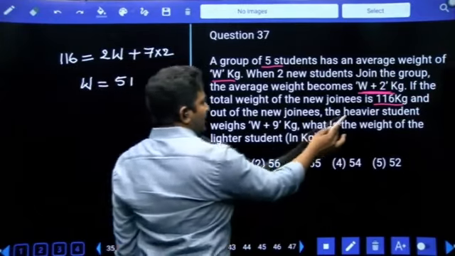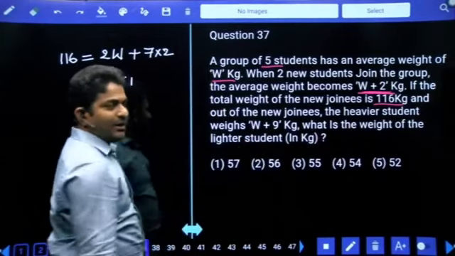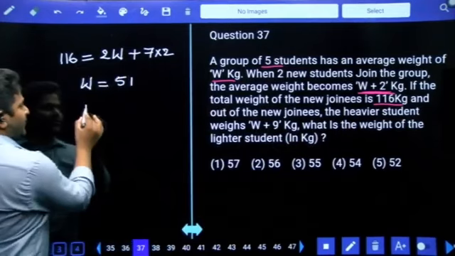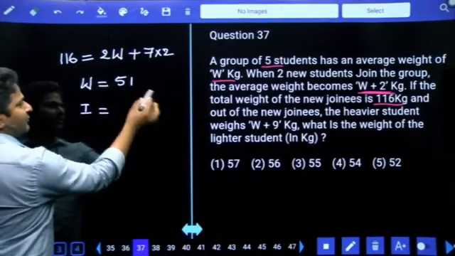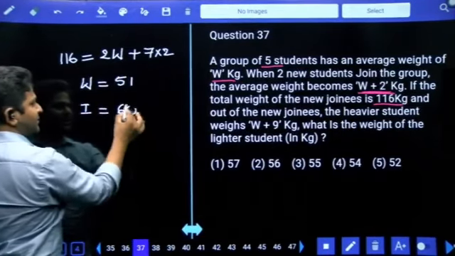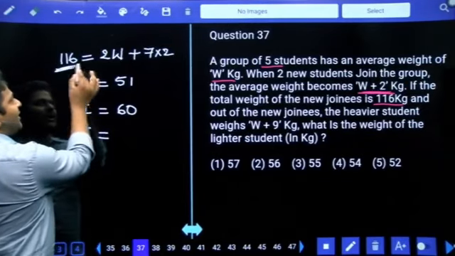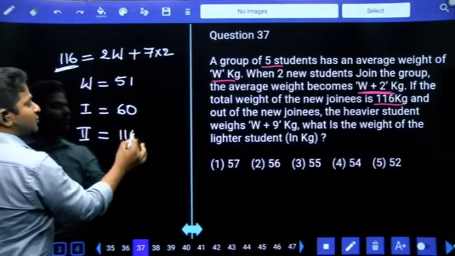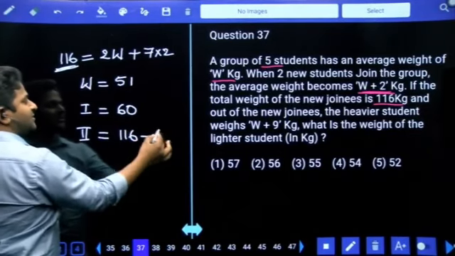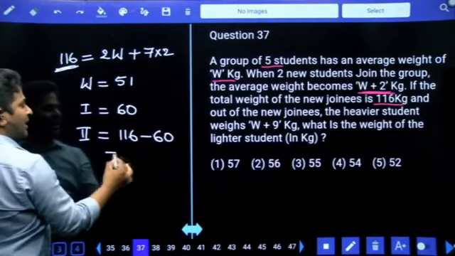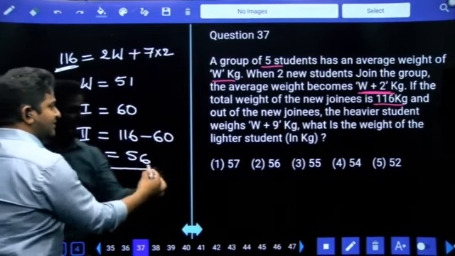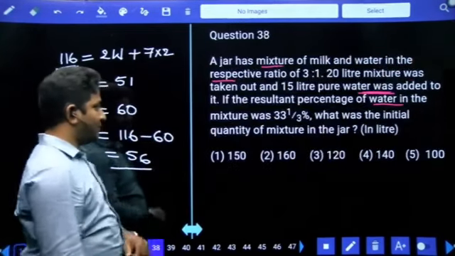Now, heavier person's weight is equal to W plus 9. So, first person weight is equal to 51 plus 9, that is equal to 60. Then second person weight is equal to total weight of those two students minus first person weight, which is equal to 116 minus 60. Answer is equal to 56 kgs, second option.